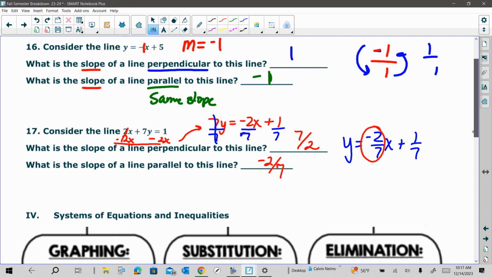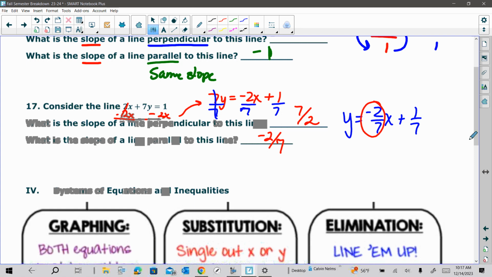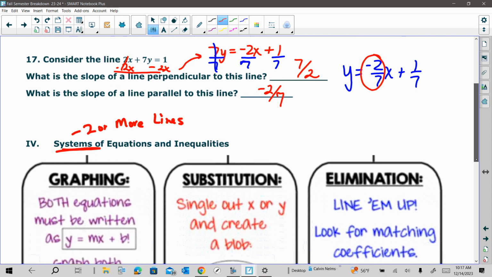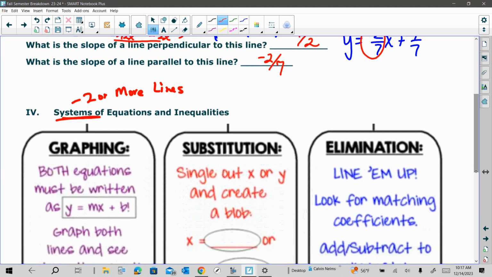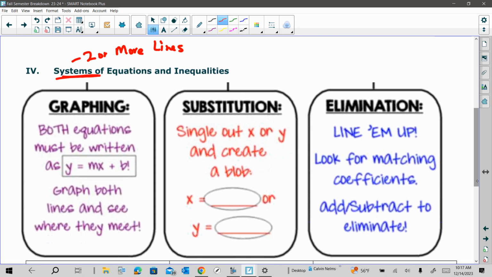All right, so our last two sections are doing systems. This is just when you have, if it's a system, two or more lines. I'm not going to say you have to use a specific method. It's just a review of the different types. We can graph, looking for the intersection, we can single out an x or y and plug it in, or we can line them up and try to eliminate. This is just three methods.